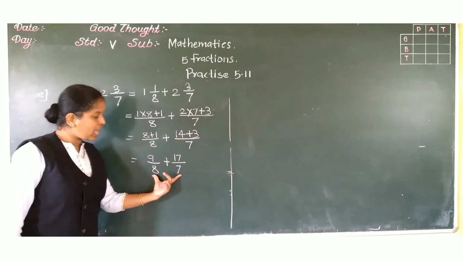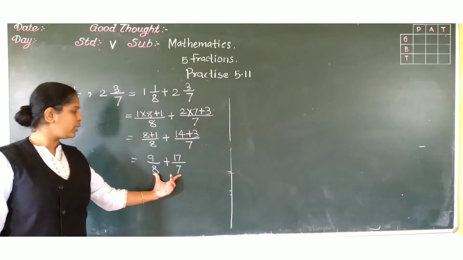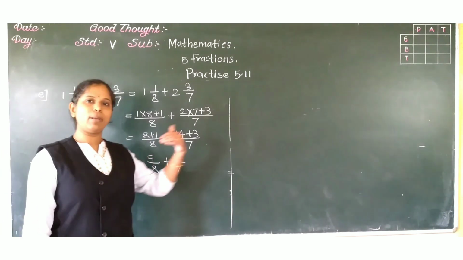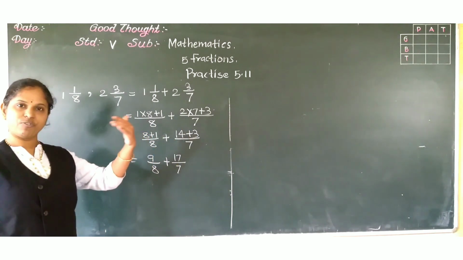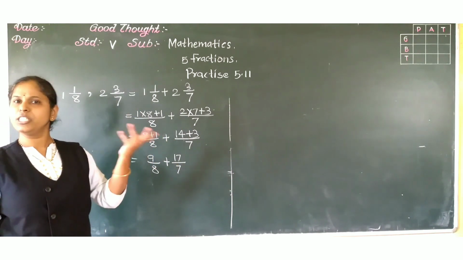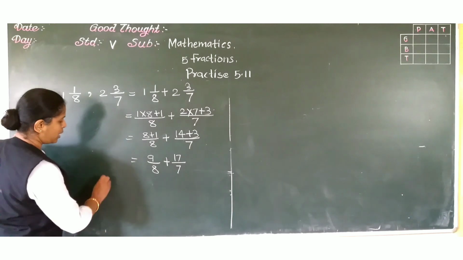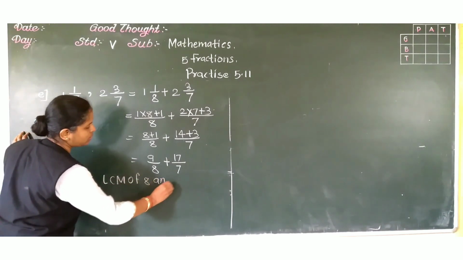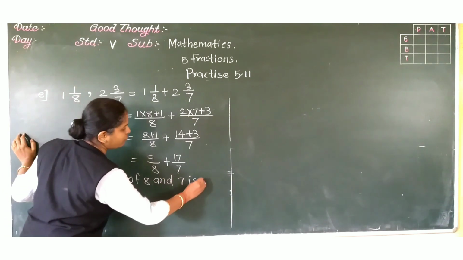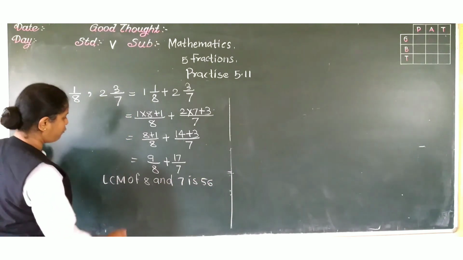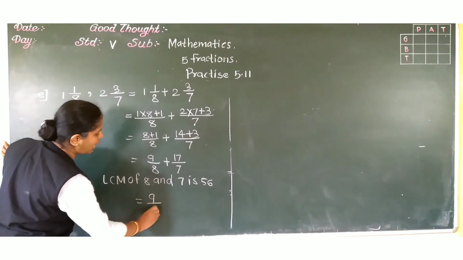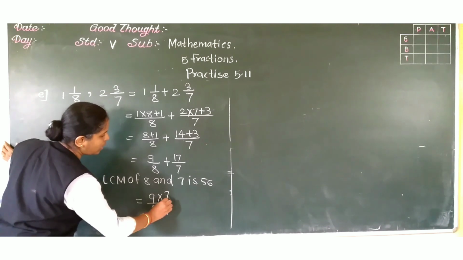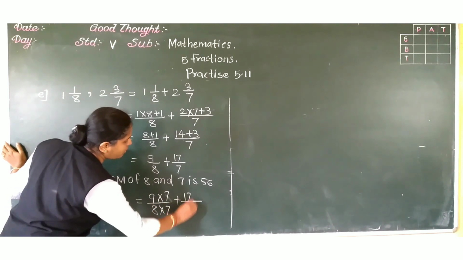Got it? Now see, they are unlike fractions. Denominators are not the same, so find the LCM. Now in the 8s table and 7s table, which number comes first? 56. The common number is 56. So LCM of 8 and 7 is 56. Correct? Therefore, what do we have to do? 9 upon 8 we have to multiply by 7, and 17 upon 7 we have to multiply by 8.